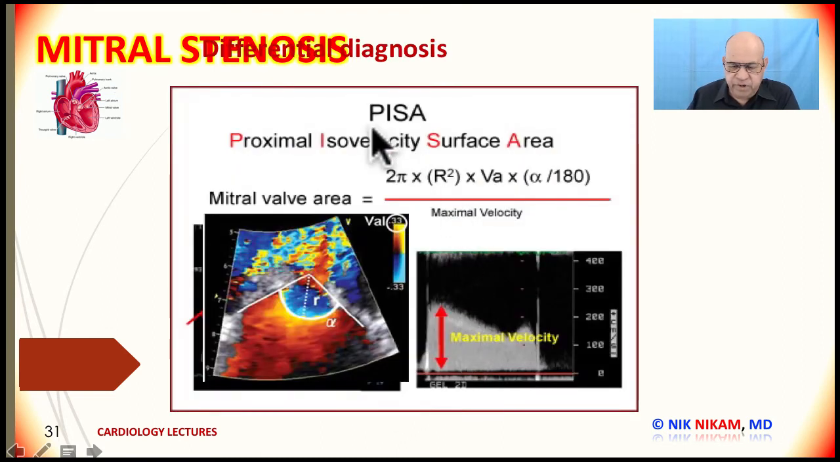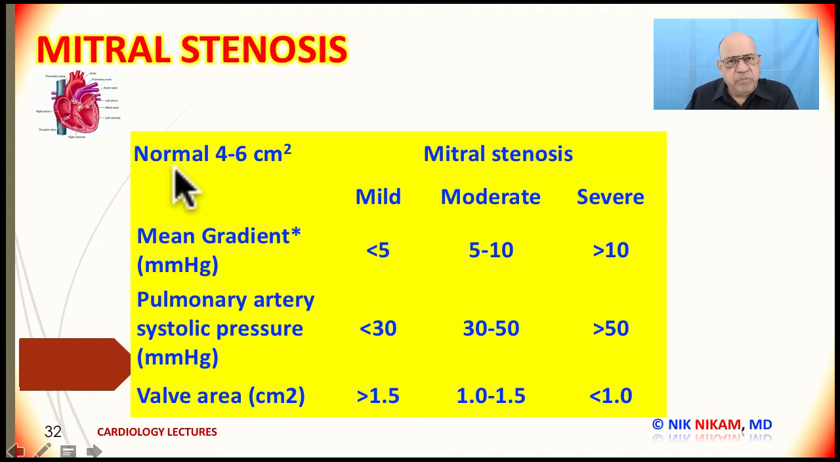Here is an example of a proximal isovelocity surface area, which uses a complicated formula by looking at the jet that is coming through and the dispersement of the blood, and based on that we can calculate the mitral valve area. The normal mitral valve area is between 4 and 6 centimeters squared.